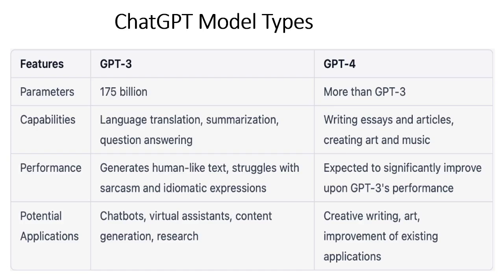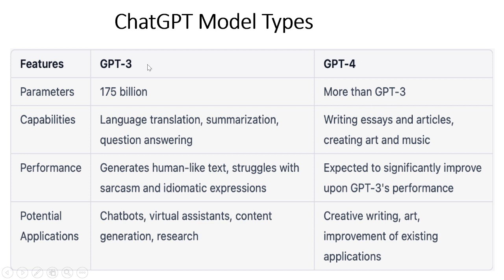Now we'll discuss the ChatGPT model types. You can see there are two types of model, GPT-3 and GPT-4. GPT-3 is the earlier one, the default one, and GPT-4 they announced a few months back. In the features, in the parameters, the GPT-3 architecture has more than 175 billion parameters to train this model. In GPT-4, they are using more than 200 billion parameters.